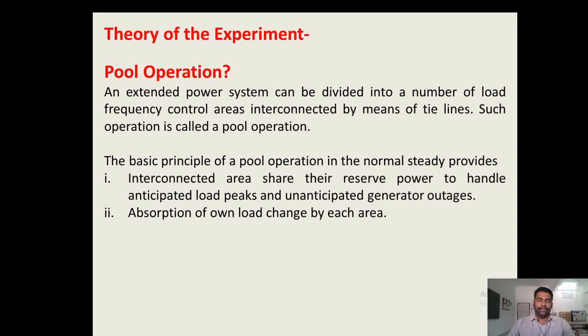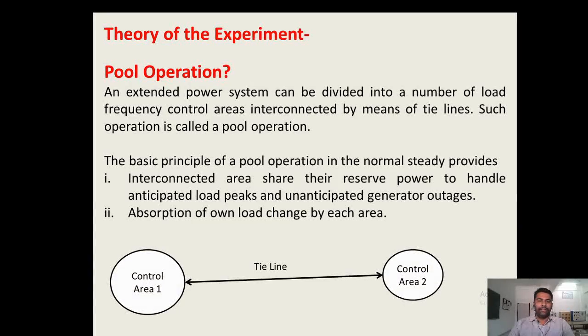Pool operation. An extended power system can be divided into a number of load frequency control areas interconnected by means of tie lines. Such operation is called a pool operation. The basic principle of pool operation in the normal steady state provides: first, interconnected areas share their reserve power to handle anticipated load peaks and unanticipated generator outages. Second, absorption of own load change by each area. Here two areas are shown, they are connected by tie lines.